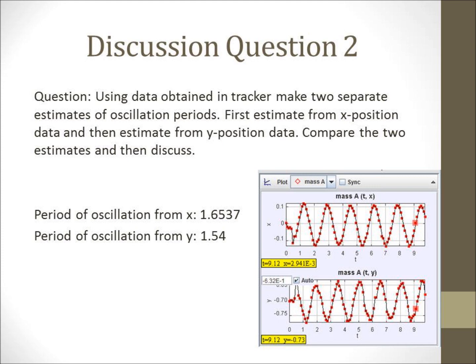By observing the number of oscillations and the time differences for the x and y positions, I was able to calculate that the period of oscillation from the x was 1.6537 and the period of oscillation from the y was 1.54. Since the spring is constantly changing directions, the periods of oscillation were different, and you cannot use these to estimate the oscillation periods. Instead, we had to use data from the video where the spring is only moving in the y direction.